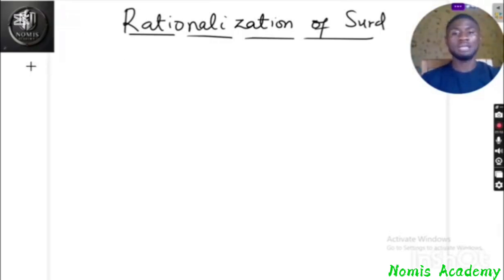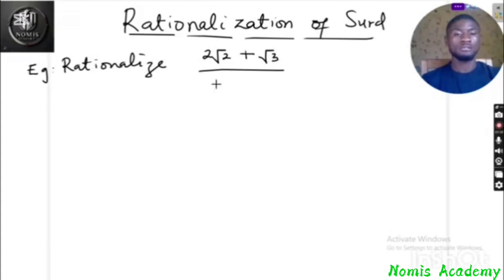Let's take an example. Let's say we are to rationalize 2 root 2 plus root 3 divided by root 2 minus root 3. So for me to rationalize this, I will need to multiply the numerator and this denominator by the inverse of the denominator.